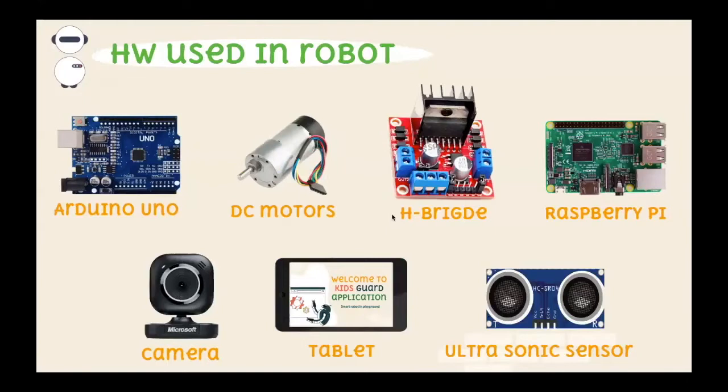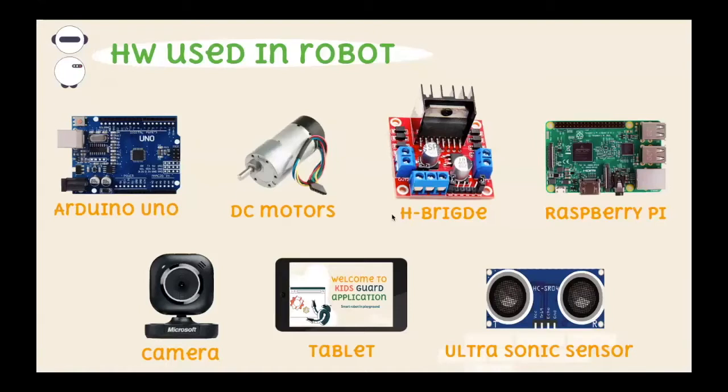First, Arduino. Arduino is an electronic development board that is programmed by the computer. And DC motor. We will use it to move the wheels in our robot. And the H-bridge is a link between the DC motor and the Arduino. Raspberry Pi is an embedded computer to apply the artificial intelligence algorithm for face detection. It can run multiple programs at the same time.